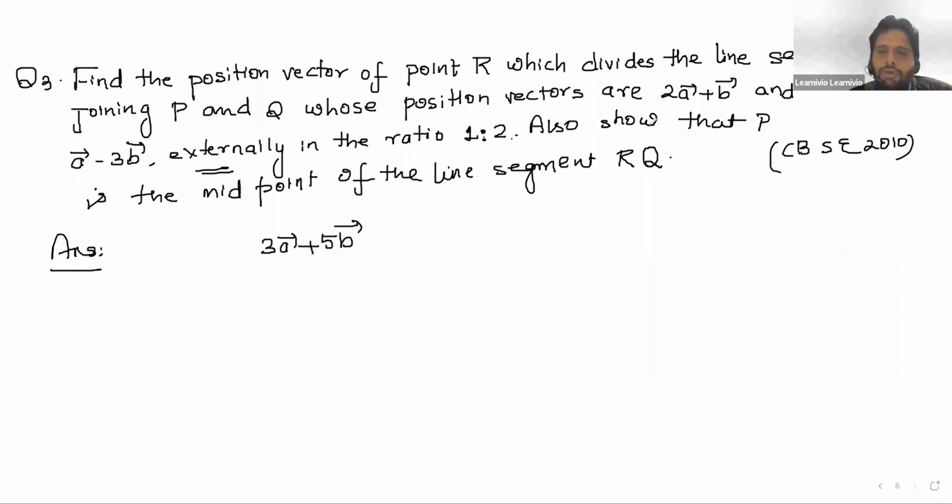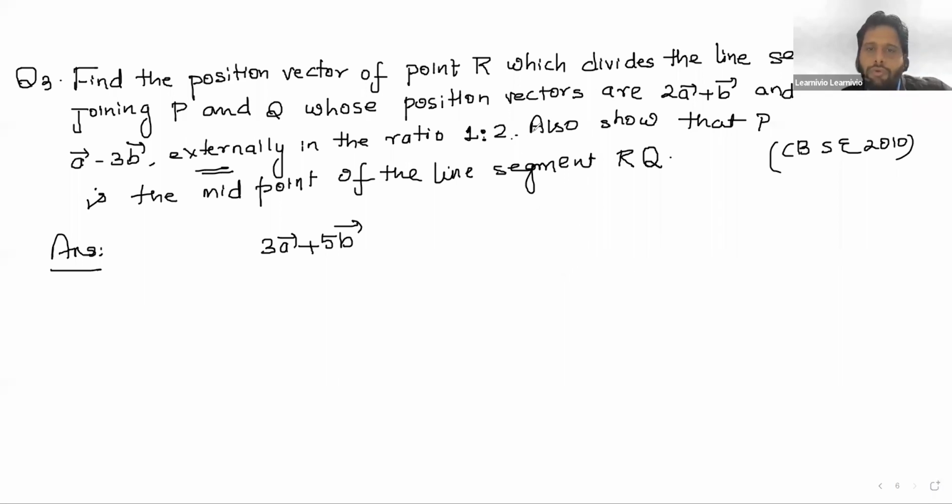3a plus 5b you got. Now show that P is the midpoint of the line segment RQ. Please try this. Second part answer 3 minus 2b? No, that's not correct.